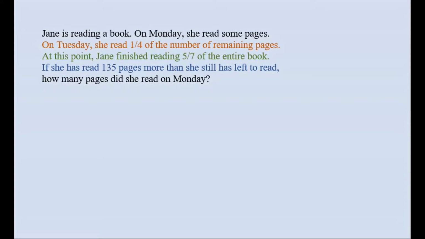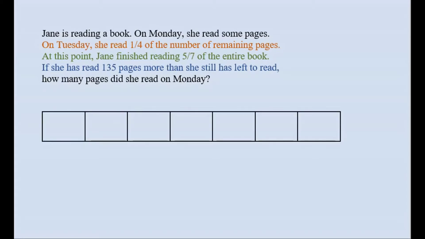So I'm going to assume the entire book can be split into 7 equal parts, and I'm going to represent it as follows. Here is Jane's entire book, and let's say we can split it into 7 equal parts. And she read 5/7 of the entire book by the end of Tuesday. Let's shade it green.